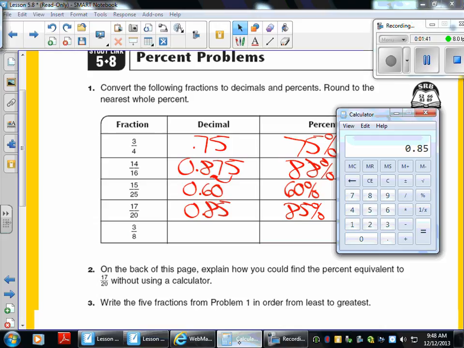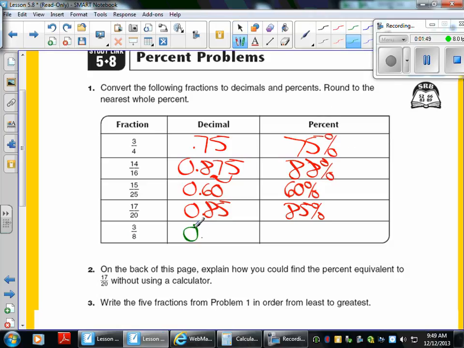3/8. 3 divided by 8 equals 0.375. This 5 will cause the 7 to round up to an 8. My answer is 38%. Let's take a look at this next problem here.